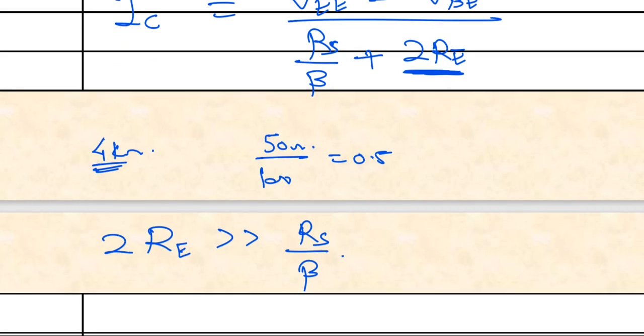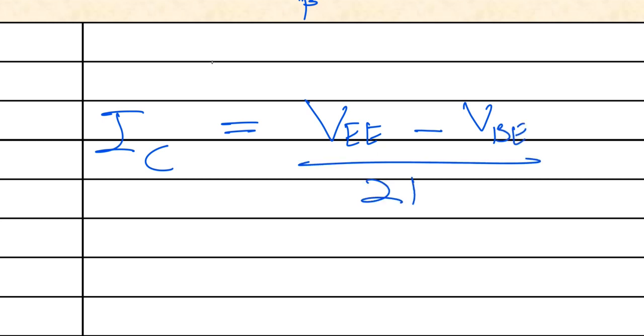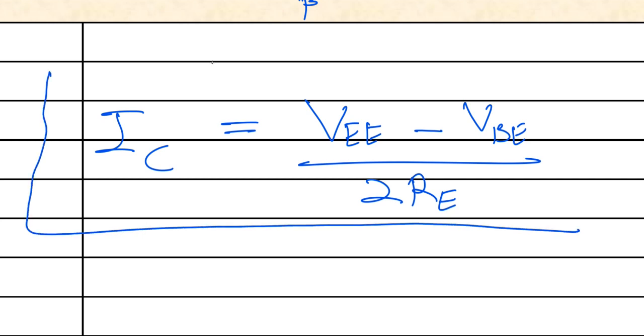So our final expression, the derivation, is completed now. Our final expression is IC equal to VEE minus VBE divided by 2 times emitter resistance. Okay, so this is a very important expression. Collector current equal to VEE minus VBE divided by 2 times emitter resistance.